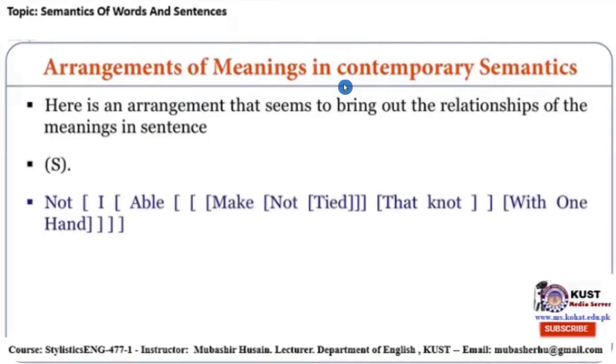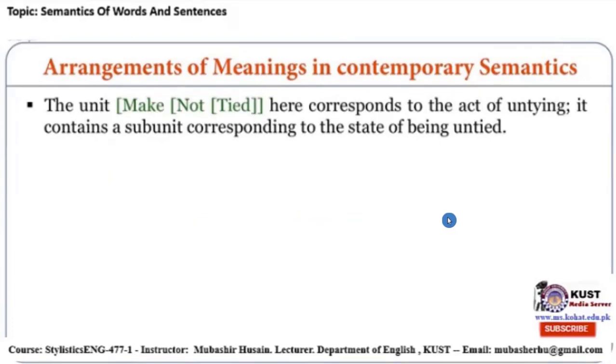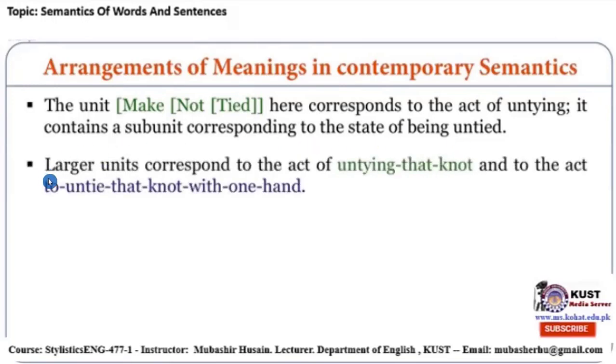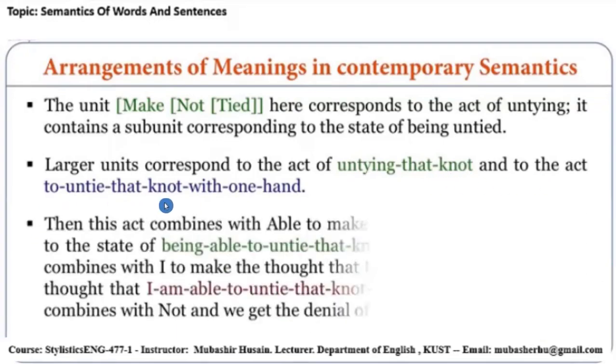Now see in the brackets: able, make, not, tied, that knot with one hand. So the unit make, not, tied here corresponds to the act of untying. It contains a subunit corresponding to the state of being untied. Larger units correspond to the act of untying that knot and the act of untying that knot with one hand.